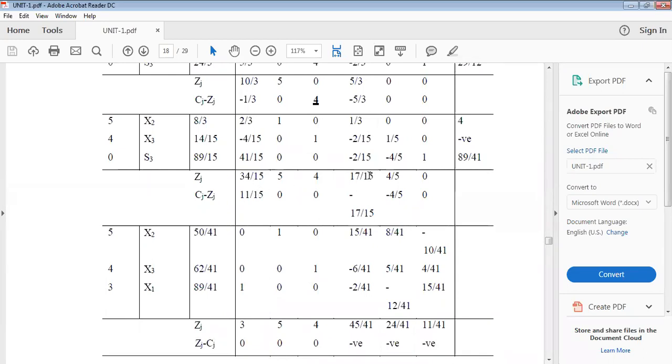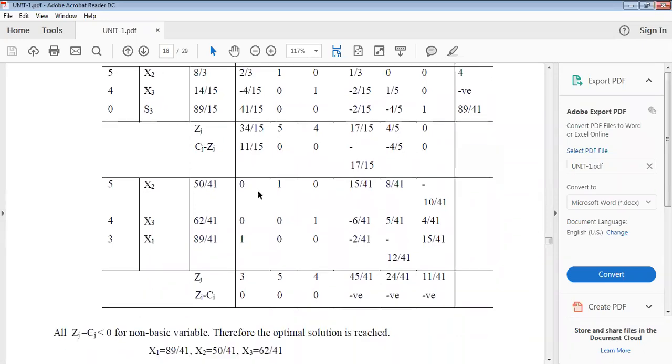Similarly, 0 minus 17 by 15, you got minus 17 by 15. And 0 minus 4 by 5, you got minus 4 by 5. And 0 minus 0, you got it like this. So I hope that you have followed this. There is 11 by 15, 0, 0, minus, minus. So these are 0 values and minus values, but there is a positive value again, 11 by 15. 11 by 15 is a positive value.